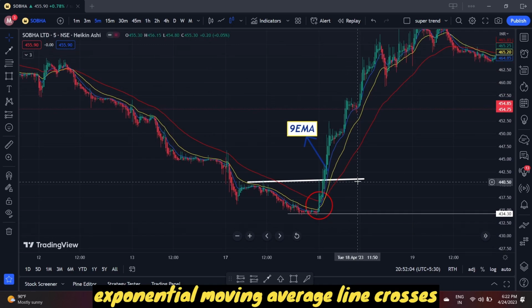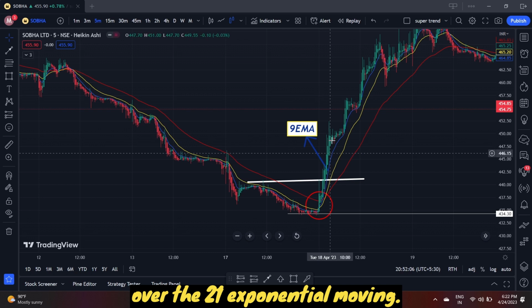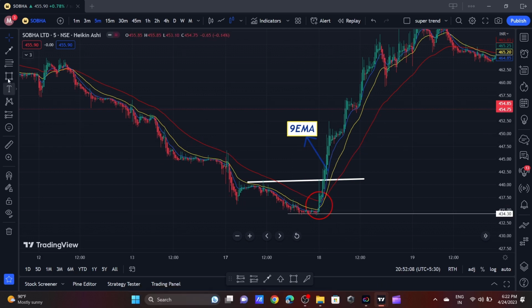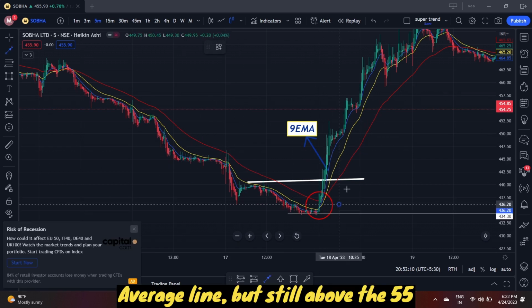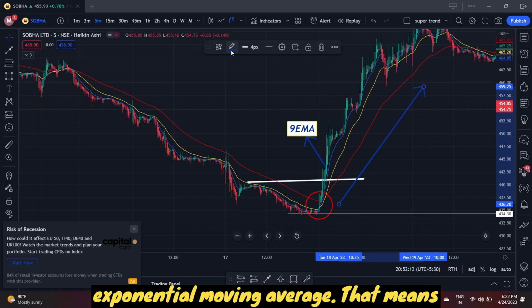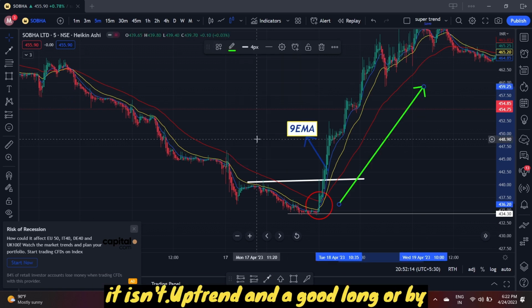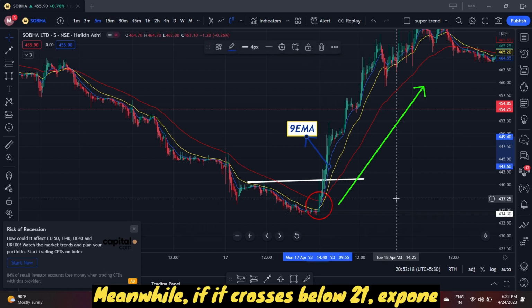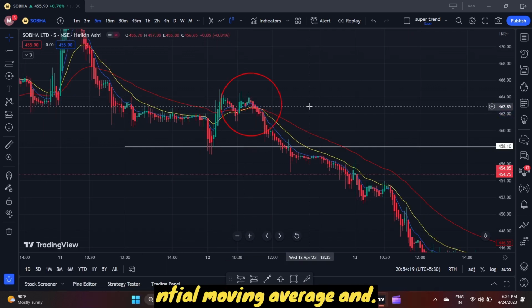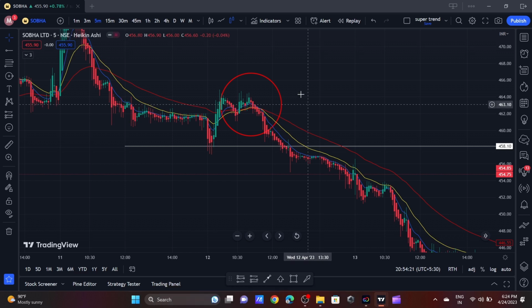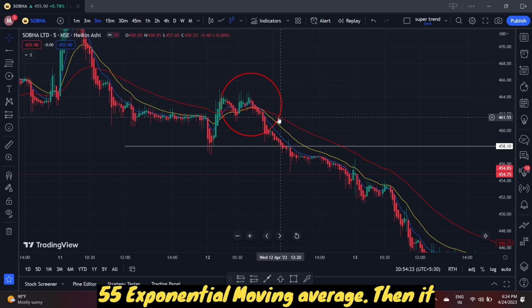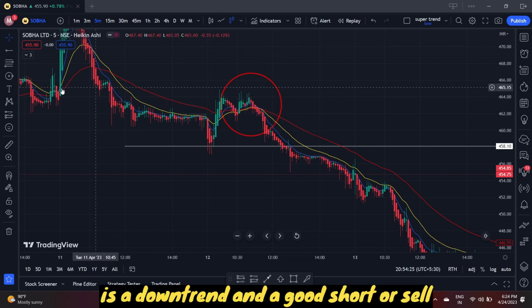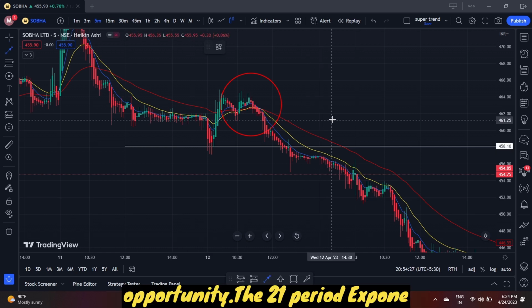If the 9 exponential moving average line crosses over the 21 exponential moving average line, but still above the 55 exponential moving average, that means it is an uptrend and a good long or buy opportunity. Meanwhile, if it crosses below 21 exponential moving average and 55 exponential moving average, then it is a downtrend and a good short or sell opportunity.